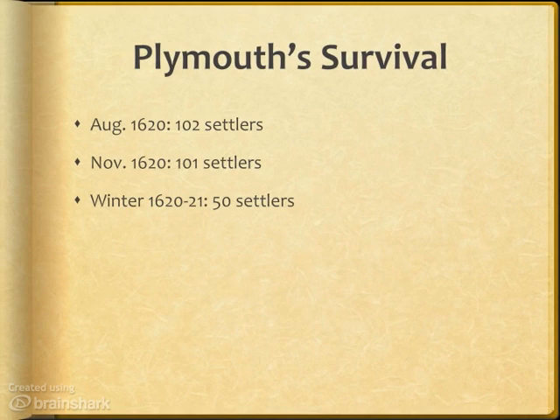Still, despite all of these advantages, Plymouth struggled to survive. Whereas 102 colonists had set sail for America in August of 1620, 101 survived the journey. The first winter, however, proved deadly, cutting the Pilgrim numbers in half. What was the problem? Well, I think it was timing. The Pilgrims arrived right at the beginning of winter. New England winters are notoriously brutal still today. To make matters worse, the Pilgrims had to survive on only the supplies that they had brought with them.